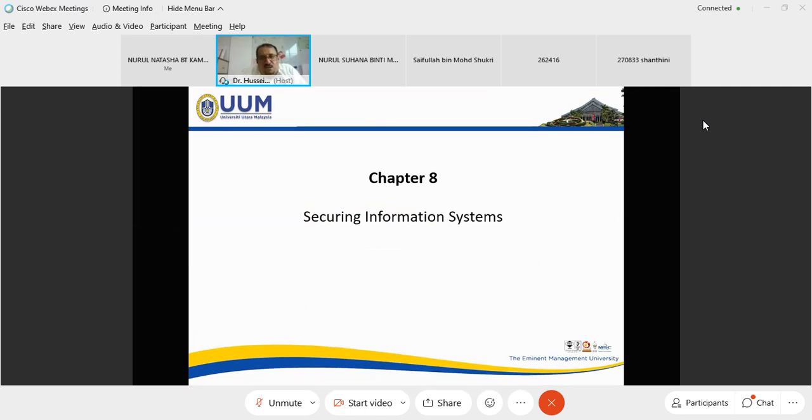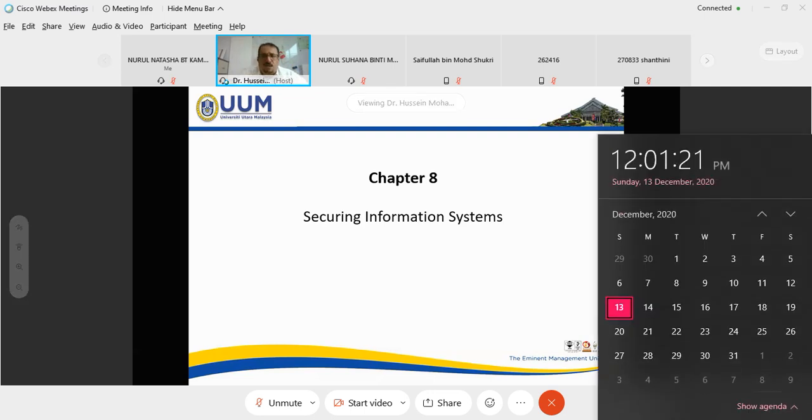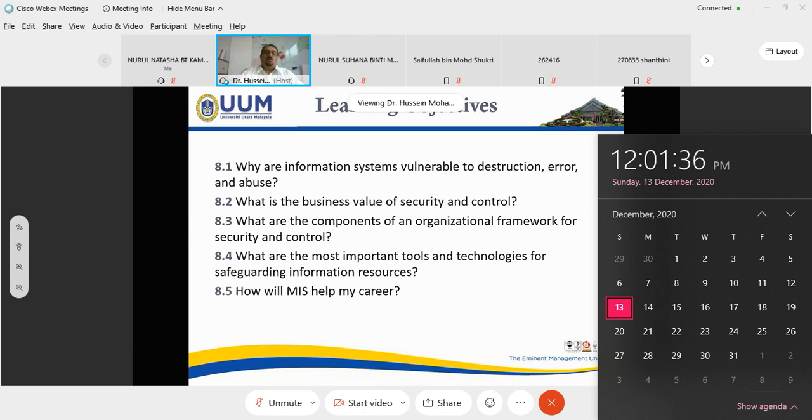When we connect to internet, we have to make sure that our information is secure. How can we make our information system secure? So we have to do something. What do companies do to secure their information systems? That is very important. Securing information system is very important. That's why, how can we prevent hackers from attempting to come into our systems.